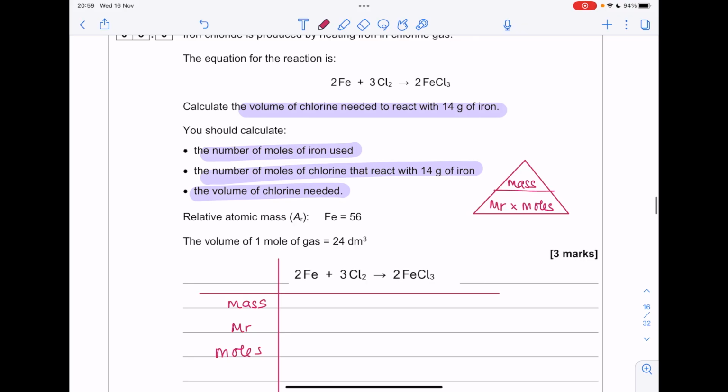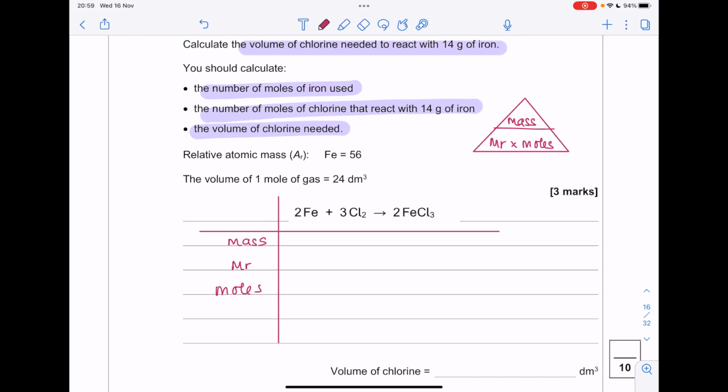So being asked to find the volume of chlorine needed, I'm going to put an X under moles. That will become clear why later. We have 14 grams of iron. What's the MR of iron? It's given here, 56. So what's the number of moles? Well, you cover moles, so you can see it's mass divided by MR. 14 divided by 56 to get 0.25.